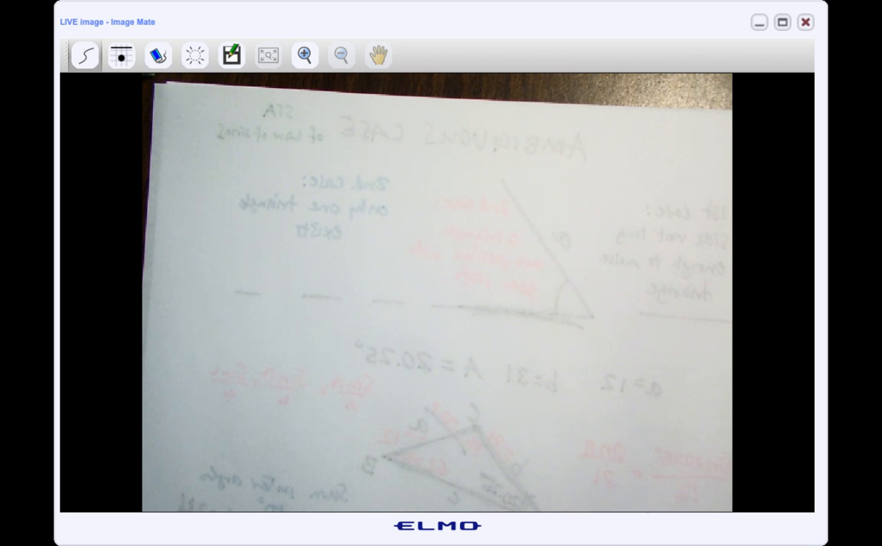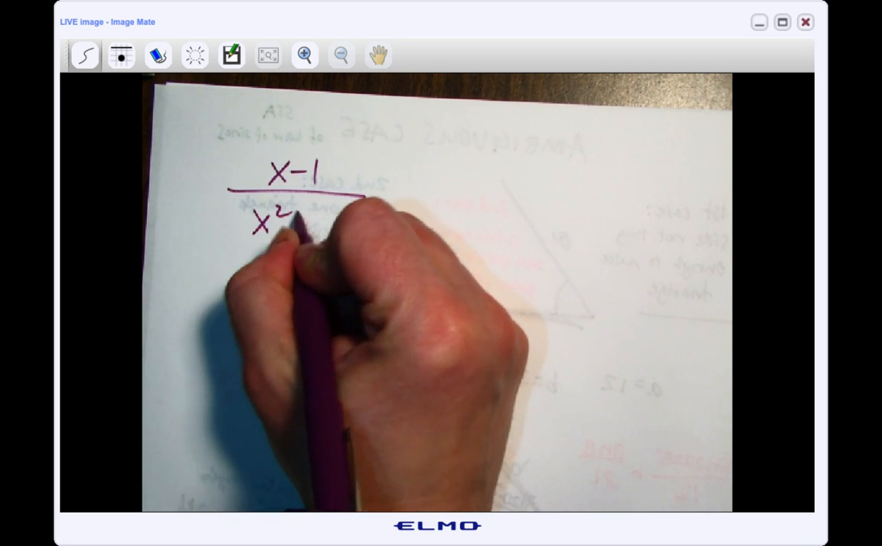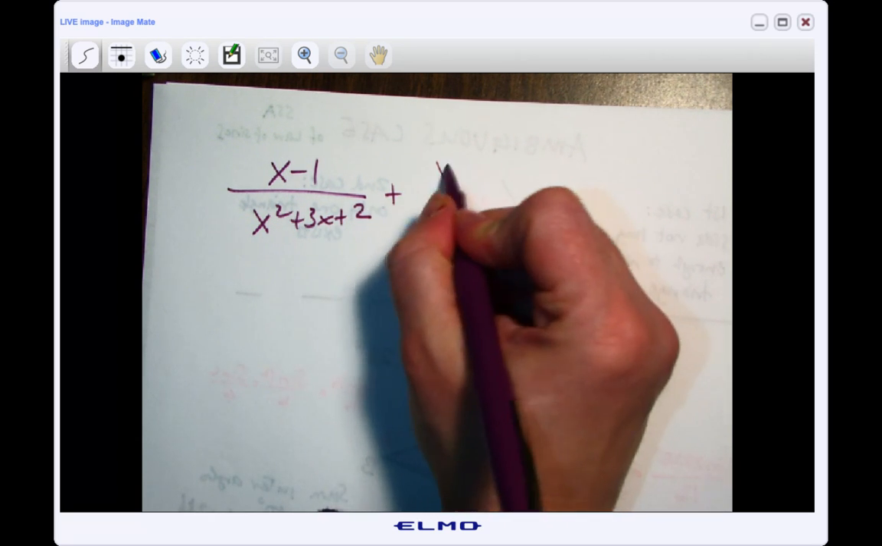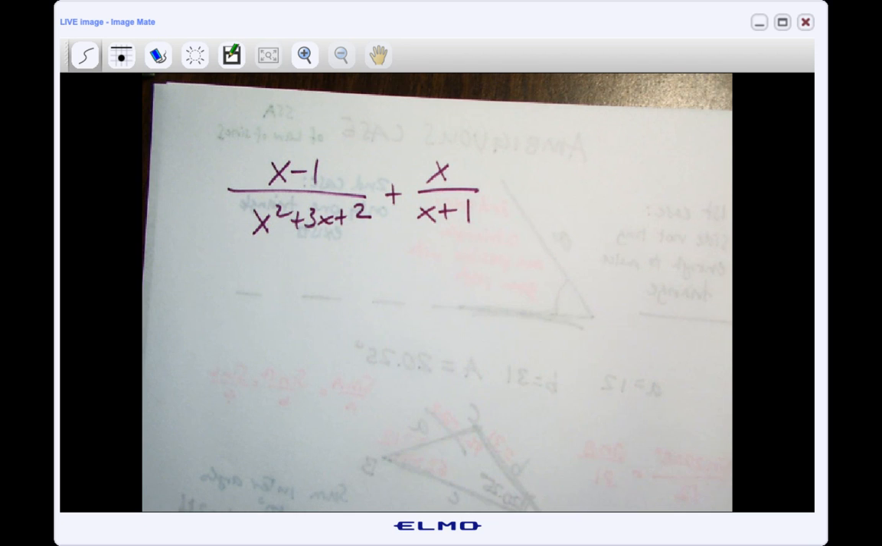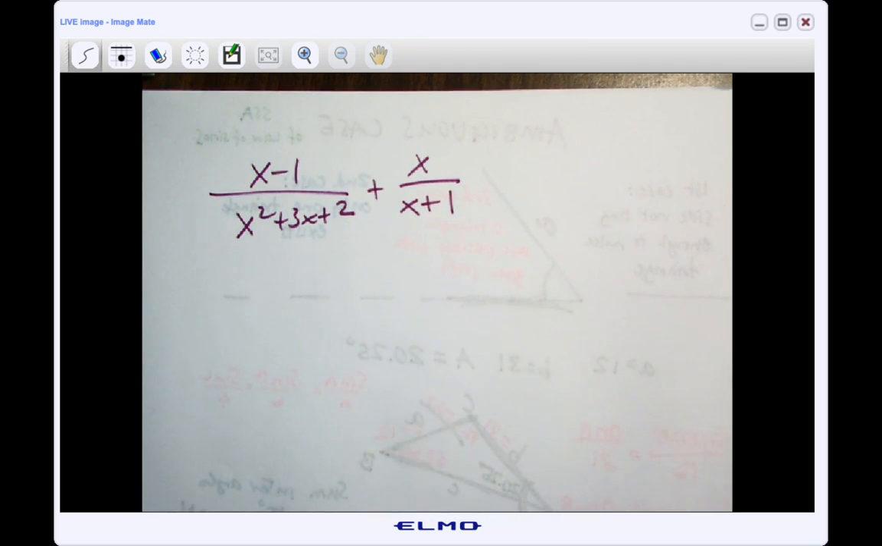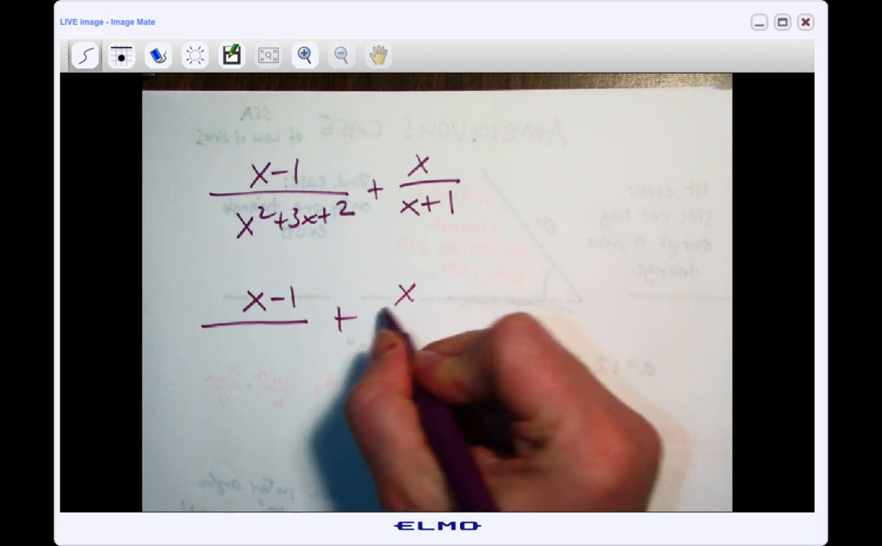Okay, so here's one more. Let's do this one. Let's try x squared plus 3x plus 2 maybe. And let's take these ones. Okay. Now these denominators are not alike, so we can't just add them together. So the first thing I'm going to do is figure out what factors are in each of these denominators.